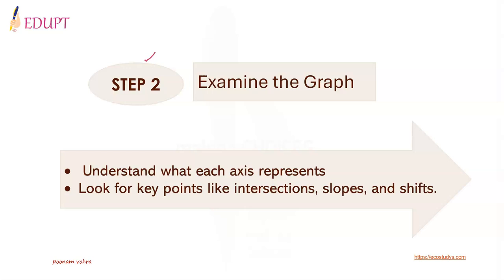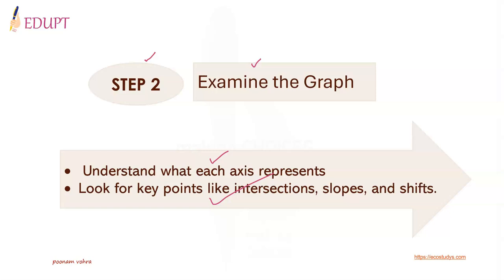Step 2. Examine the graph. You need to identify the axis and understand what each axis represents, whether it is consumption, investment, income, and so on. For example, in determining the equilibrium income level and employment, the x-axis represents aggregate demand comprising consumption and investment, and y-axis represents income.